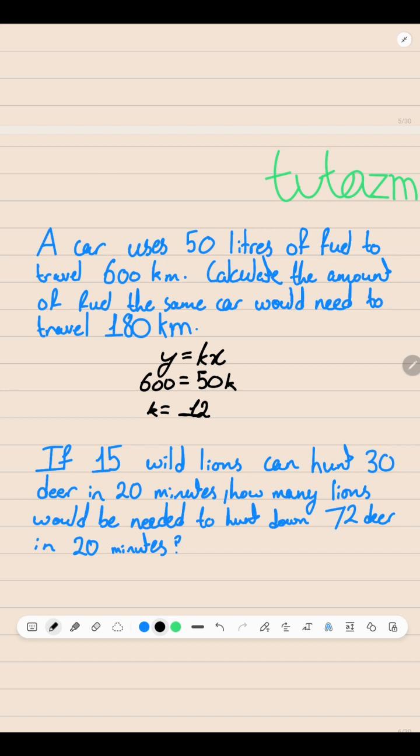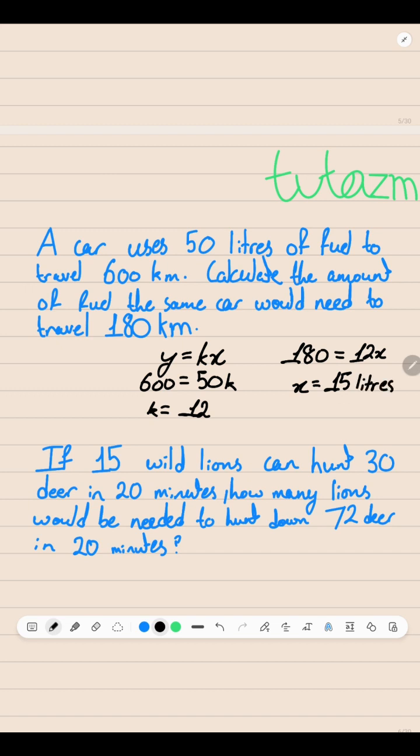We can then work out the amount of fuel that the car would need to travel 180 kilometers, because we know what k is. So we know that the distance is y and the litres of fuel is x. So we can plug that in here. 180, because that's the distance, is equal to 12x. So x is equal to 180 divided by 12, which is equal to 15. So our final answer is 15 litres.